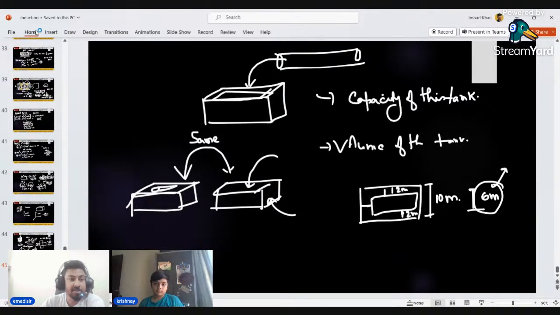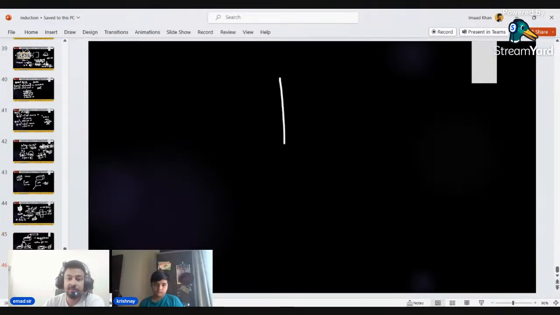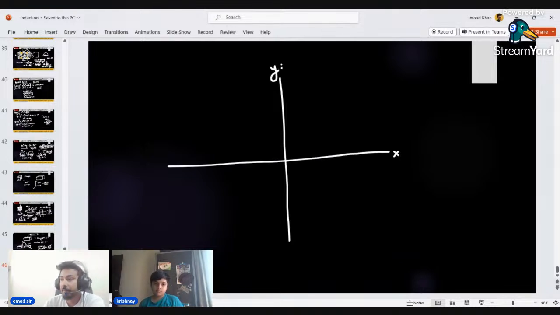Okay. Chalo. Last thing I am going to tell you and then I'll close the class. Have you seen this x-axis and y-axis, right? What are the coordinates? Do you know?